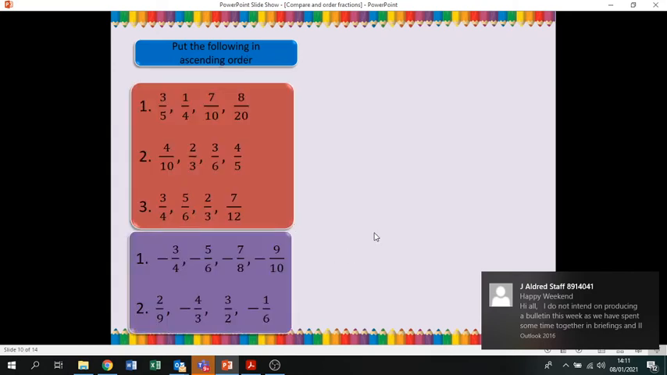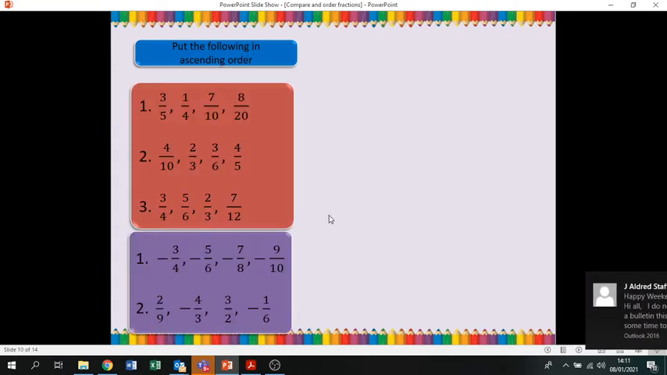Okay, so these ones, guys, are exam questions. They've been taken from exam papers. And what you're going to do now is put these in ascending order. So remember what we said before. Ascending means you're going from smallest to biggest this time.